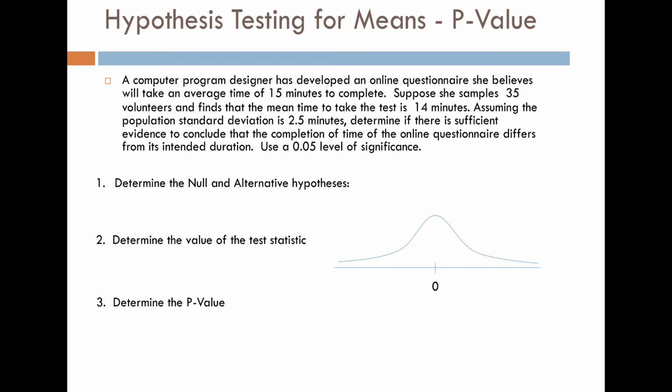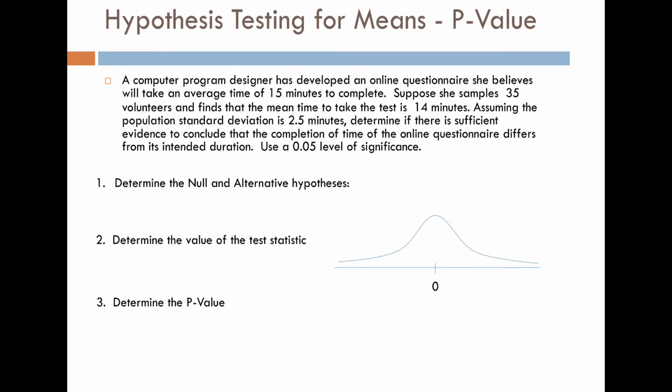So in this first problem, we have a computer programmer who's designed an online questionnaire she believes will take an average time of 15 minutes to complete. Suppose she samples 35 volunteers and finds that the mean time to take the test is 14 minutes. Assuming the population standard deviation is 2.5 minutes, is there sufficient evidence that the completion time of the online questionnaire differs from its intended duration?